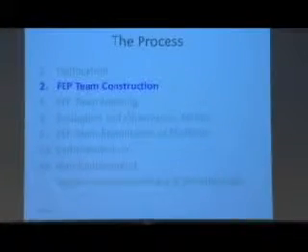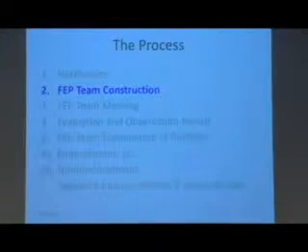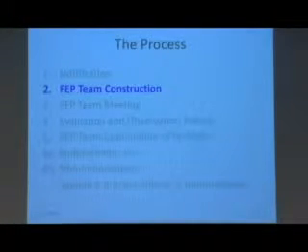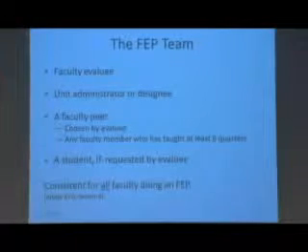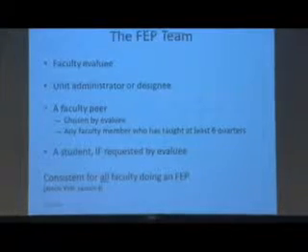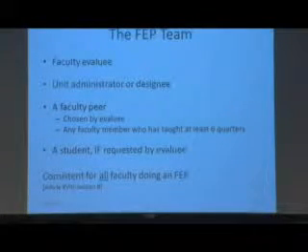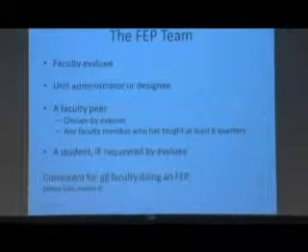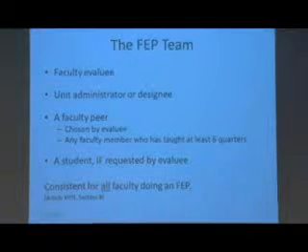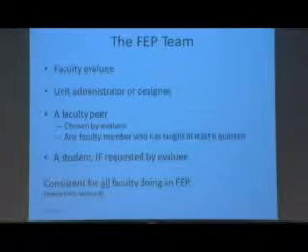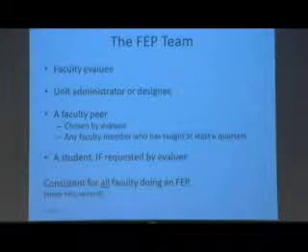Let's talk about team construction. As you can see, we keep coming back to the process. We're moving through it. Talked about notification. Team construction. The FEP team consists of the faculty evaluee, the person being evaluated, the unit administrator or designee, a faculty peer who is chosen by the evaluee, and that can be any faculty member who has taught at least 6 quarters, regardless of status or discipline or anything like that. The contract just says any faculty member who's taught at least 6 quarters.